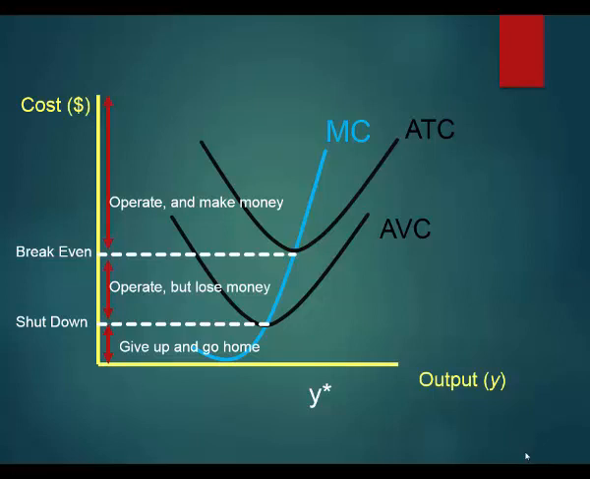And then at the very bottom, this is where you give up and go home. Anytime the price gets below that shutdown point, the low point on AVC, you just pull the plug and you do nothing. You just shut down. And that's important because if you think about how much firms are going to produce or supply when the price drops below the shutdown point, well, the answer is nothing. And that's a really big part of our big picture question of where is our supply curve at.